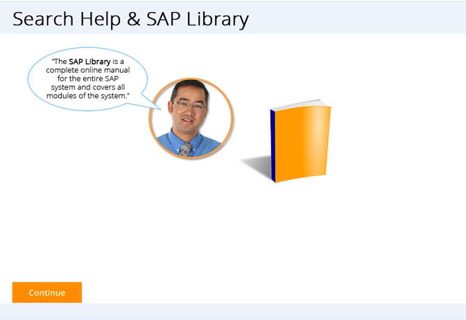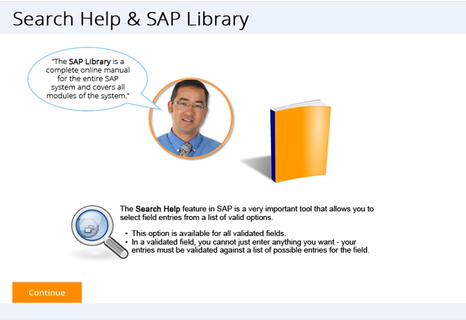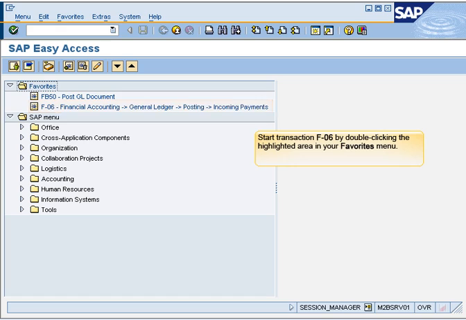The SAP Library is a complete online manual for the entire SAP system and covers all modules of the system. Start transaction F06 by double-clicking the highlighted area in your Favorites menu.